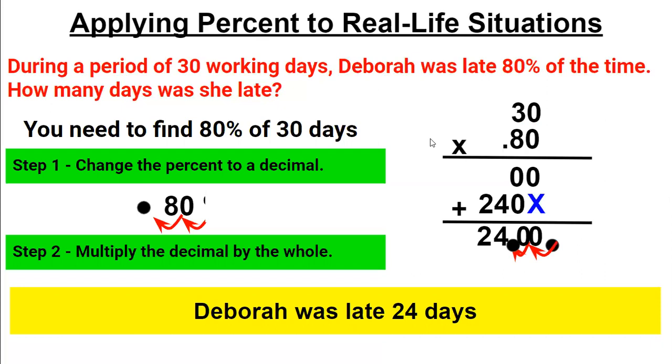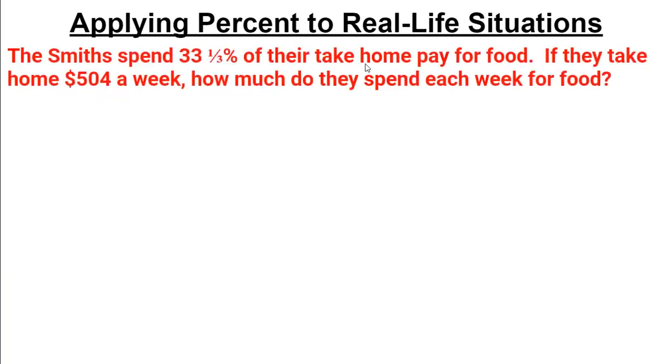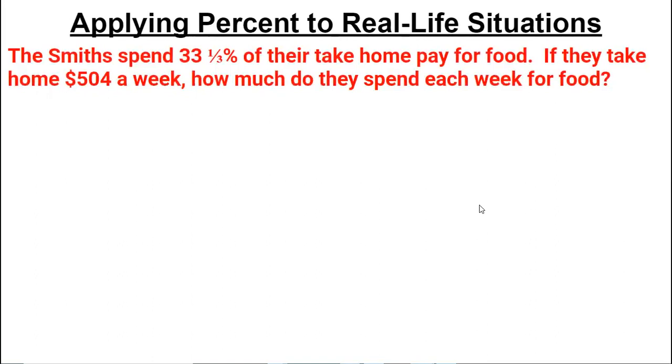Okay. Let's look at another one. The Smiths spend 33 1/3% of their take-home pay for food. If they take home $504 a week, how much do they spend each week for food? So it'd be somebody who's trying to do a budget at their house. You may want to do this one day.